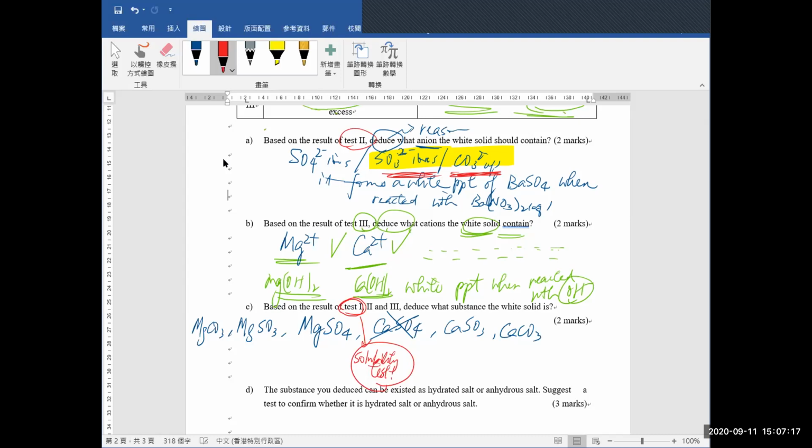Okay, based on the solubility test, you have to rule out this one. No. What else? Calcium sulfide, calcium sulfate. Yes. This one is water soluble. How about this? Magnesium sulfide. Magnesium carbonate, of course, no. How about magnesium sulfide?